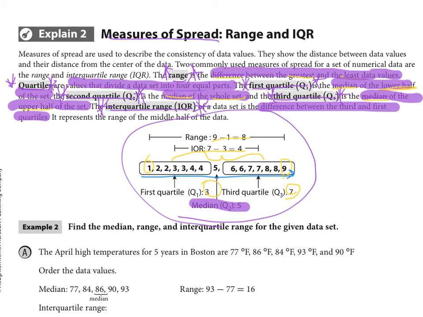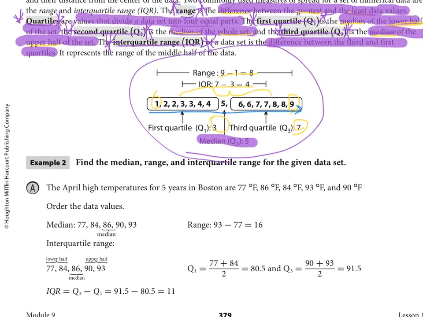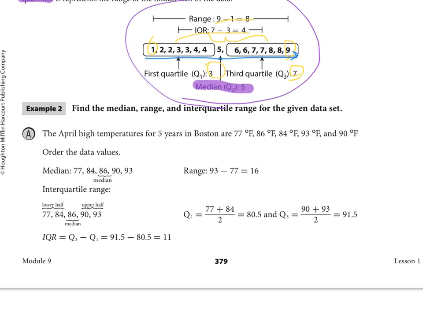So at this point, let's move on and take a look at our first example, A. It says the April high temperatures for 5 years in Boston are 77, 86, 84, 93, and 90. Really, I can't emphasize enough: at this point, read the question, and the first thing you should be doing is jumping right to this stage where you are labeling left to right, lowest to highest. And then you can find a median by crossing out left, right, left, with 86.